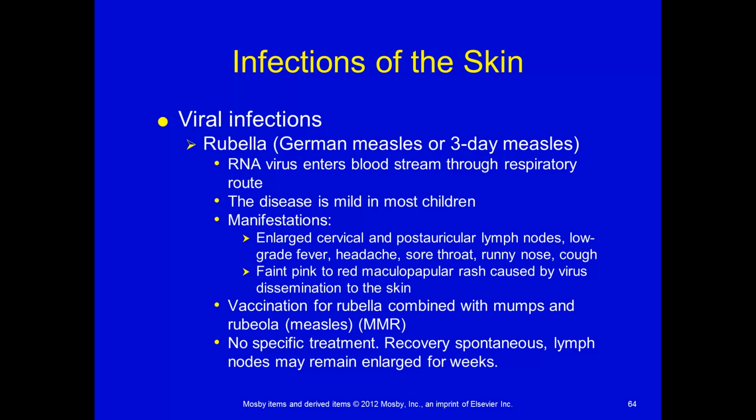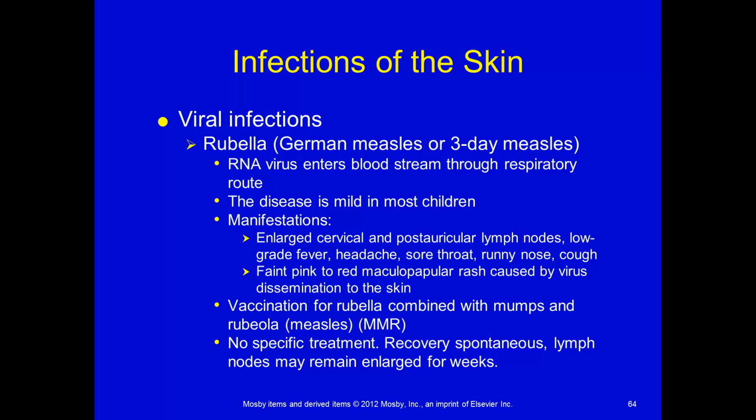But how it presents if one would get rubella: they have enlarged lymph nodes, specifically in the cervical, so sort of neck area, and post-auricular, which is kind of behind the ear, like the mastoid process area. It's also characterized by a low-grade fever, sometimes a headache, sore throat, runny nose, cough. So it looks very similar to a cold or the flu.